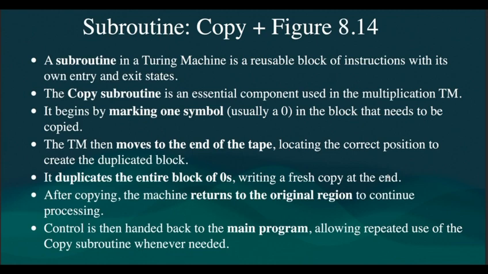Next, figure 8.14. Just like real programming languages use functions, a TM can use subroutines, small reusable instruction blocks. The copy subroutine is one of the most important examples. It marks one symbol in the block of zeros, moves to the end of the tape, copies the entire block of 0s to create a duplicate, returns to the starting point, and continues the main program. The subroutine is used to perform multiplication in the Turing machine.